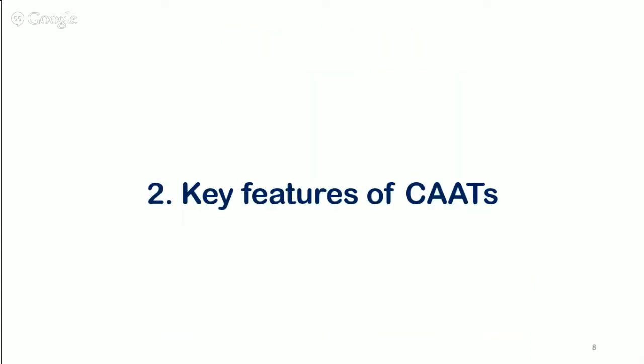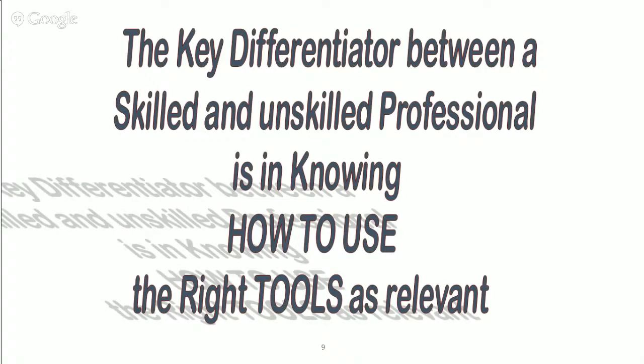Let's look at some of the key features of CAATs. They say the key differentiator between a skilled and unskilled professional is in knowing how to use the right tools as relevant. Most professionals have a toolkit, and the toolkit consists of various tools. It's important that the professional knows what the tools are, where they can be used, and how they can be used. CAATs are specific tools which can be used by auditors for auditing electronic data.